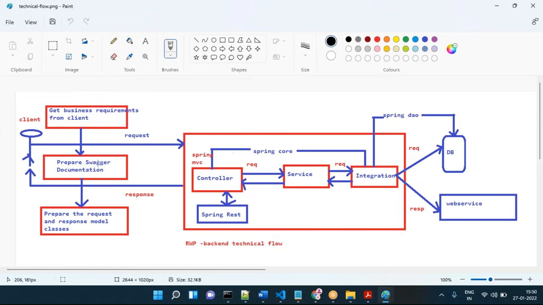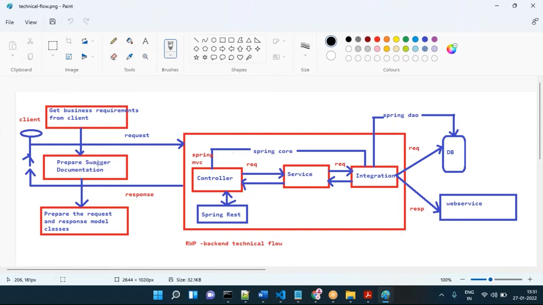Inside the controller, what will happen? Your JSON will be converted into a Java object. Once the Java object is okay, validate the request. If the request is valid, call your service. Inside this service, perform many business logics: sequential calls, parallel calls, data transformation, data manipulation. So much you should write inside this service. Once it is okay, from this service, call your integration. Integration means backend system.